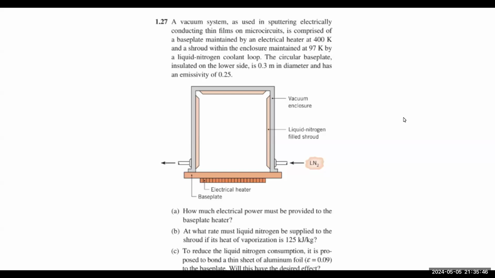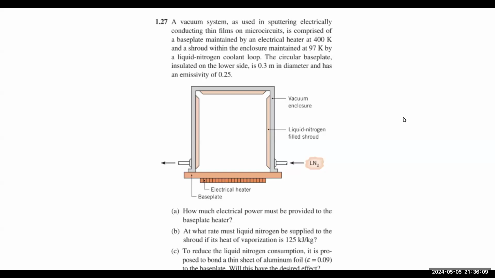At what rate must the liquid nitrogen be supplied to the shroud if its heat of vaporization is 125 kilojoules per kilogram? To reduce the liquid nitrogen consumption, is it possible to bond a thin sheet of aluminum foil with an emissivity of 0.09 to the base plate? Will this have the desired effect?